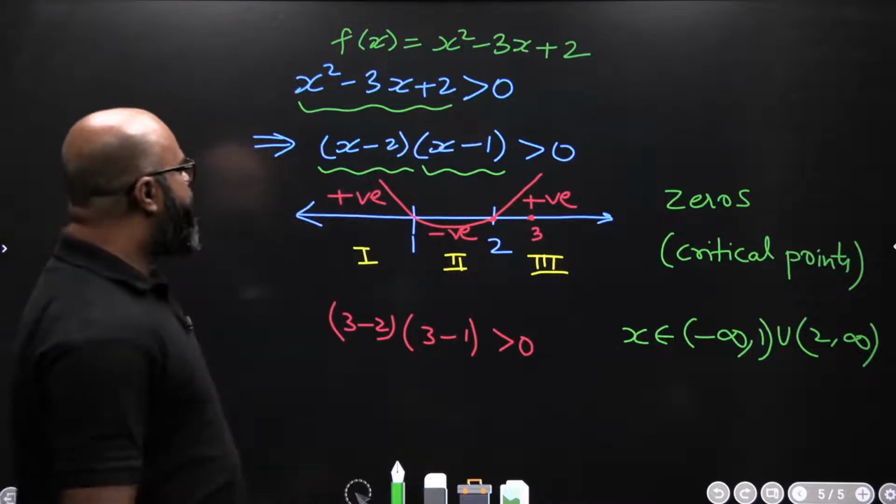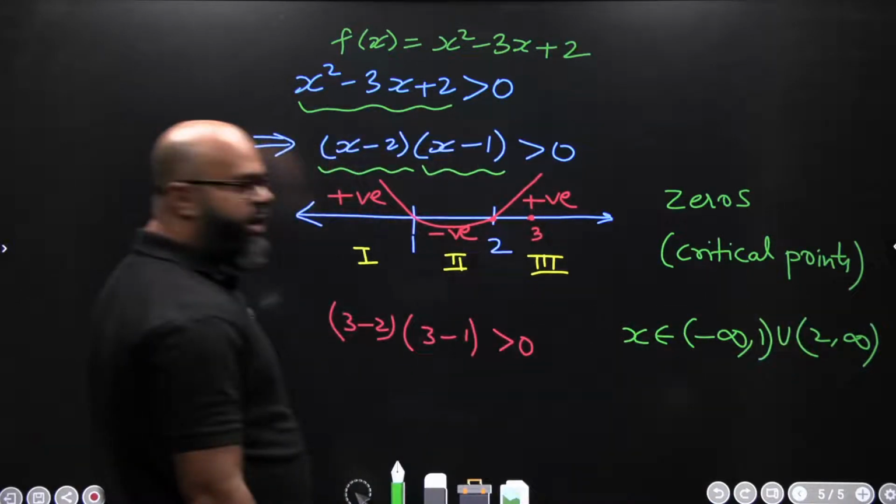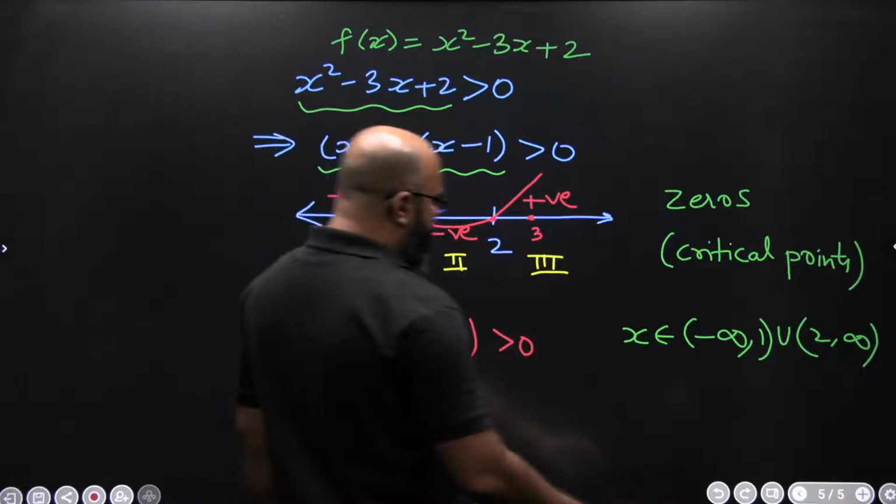If it would have been equality here, then you will include 1 and 2 also, where it will become equal to 0. So this is how you can do algebraic expressions. This is quadratic, you can do cubic also if you can find the factors.